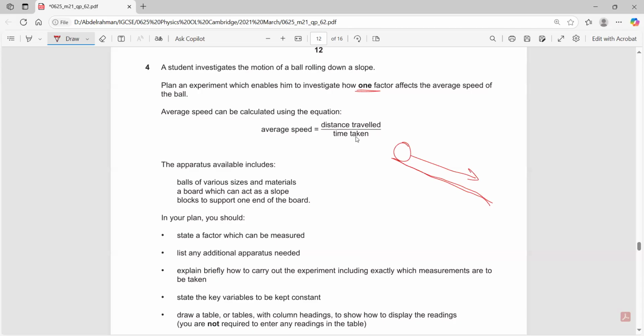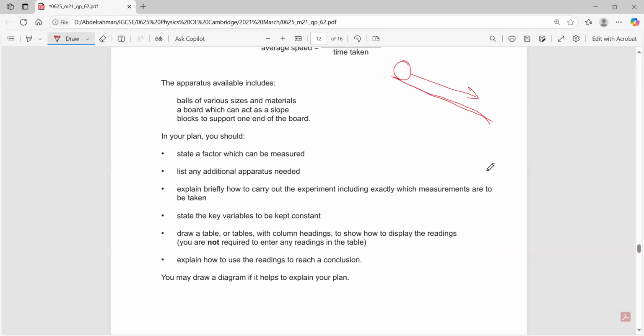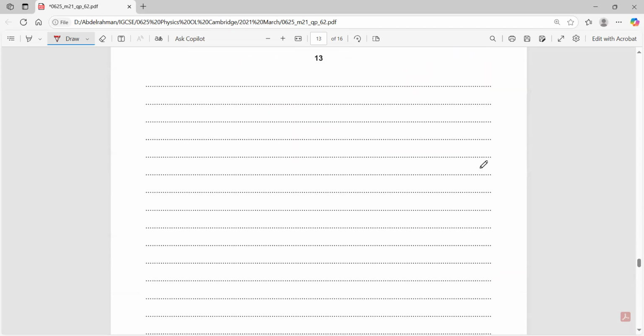What is one factor that might affect the speed? You have several factors. For me, I would take the mass of the ball to be the factor. Why? Because it's an easy factor to measure, right? It's an easy variable. You can measure the mass easily. So you would actually need a balance as well. So this factor is the mass of the ball, and then I write down several suitable masses for this experiment.